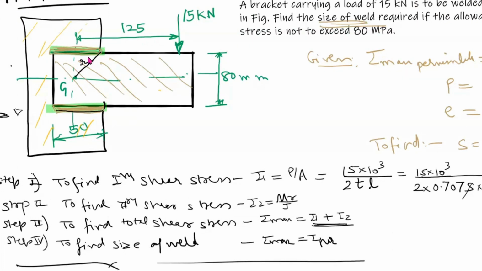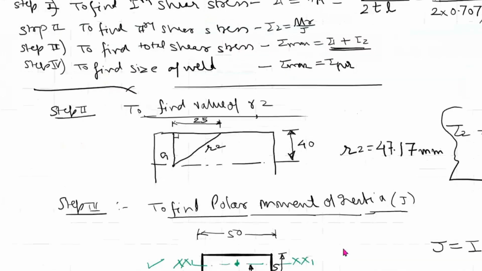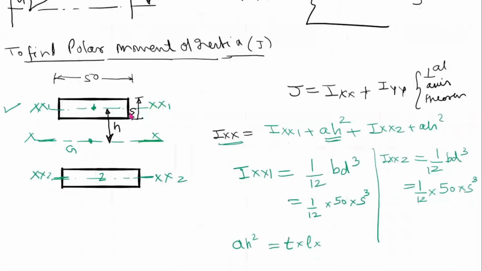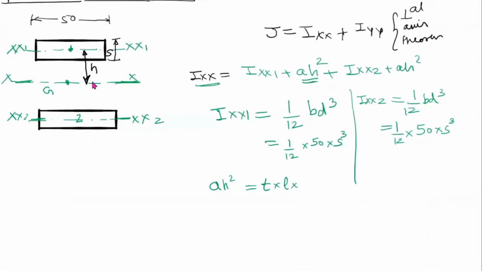We are considering this weld as a line. So this whole weld, we have considered as S, so you can consider it as a line. So H can be considered as 40. Sir, 40 plus S/2 it will be, no? No, we can ignore that because we are considering this weld as a line. Because this distance S is small. Okay, it is a small distance.